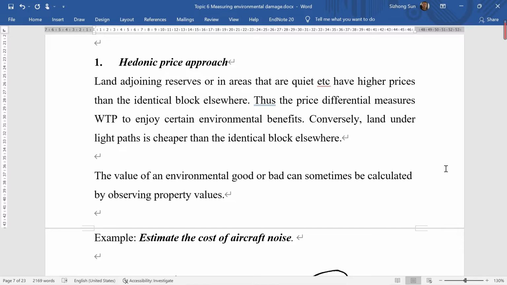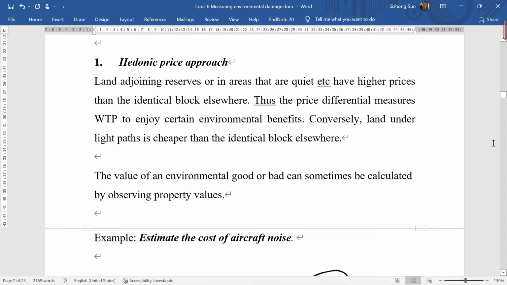Okay, the idea here is that, say my project creates pollution to the society. So what's the dollar value of the pollution? I don't observe it directly, but I can try to infer this dollar value from something that I observe. For example, land or house price change. Okay, let's look at examples.